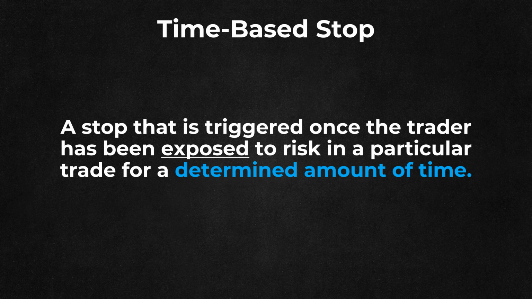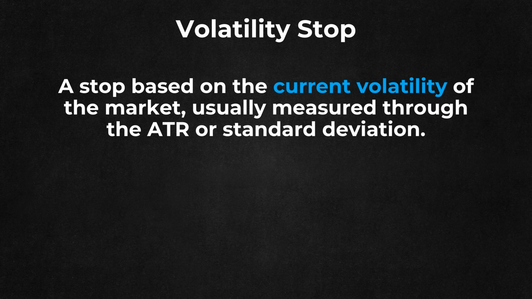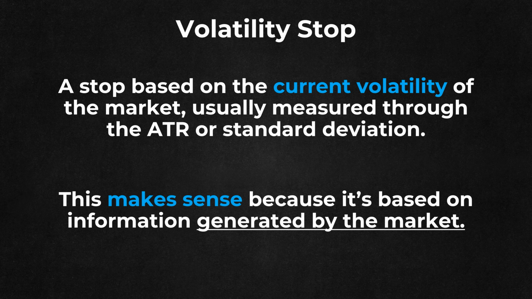Beyond that, this predetermined amount of time is arbitrary. The volatility stop is a stop based on the current volatility of the market, usually measured through the ATR or standard deviation. The trader will choose an ATR multiple, for example, and use that to calculate the stop loss. This makes sense because it's based on information given by the market.